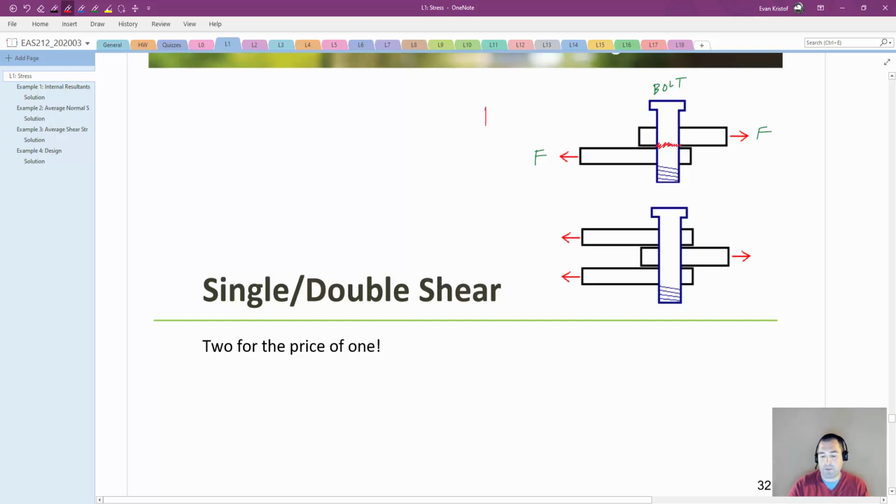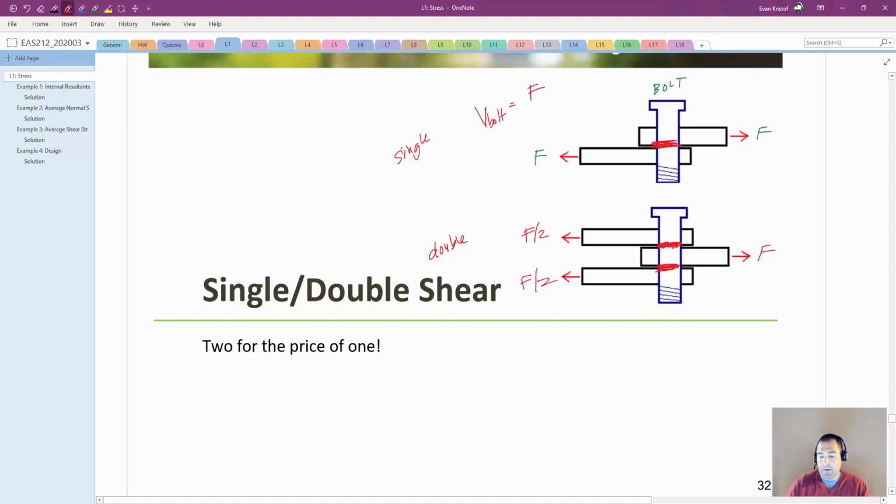Here, the shear force in the bolt equals F for the top example, which is what we call single shear. There's only one shear plane that that force is going to be going through. However, with the double shear example below it, half of that force will go through the top shear plane and half of it will go through the bottom.